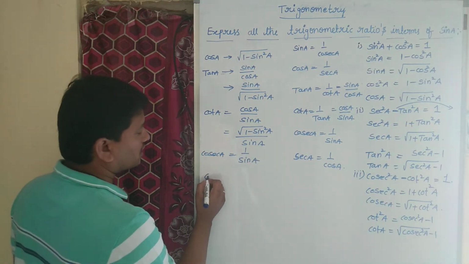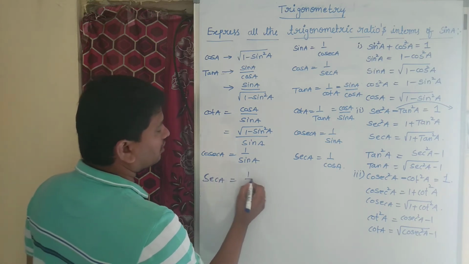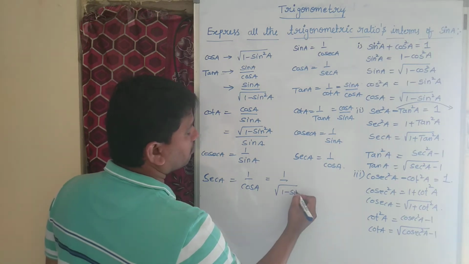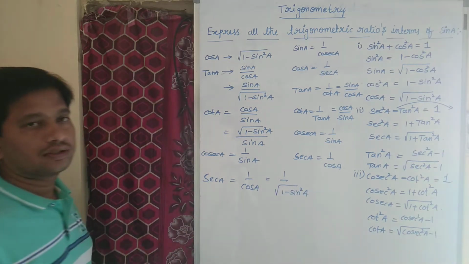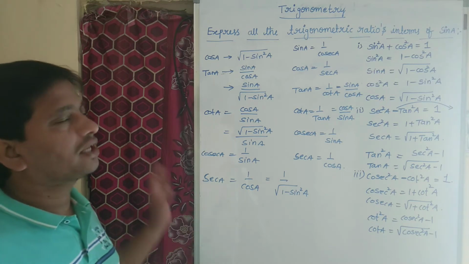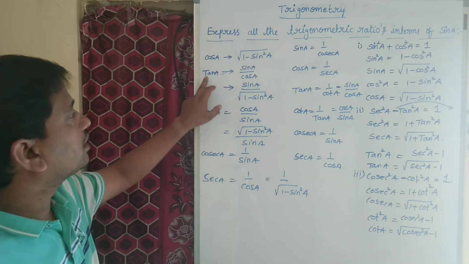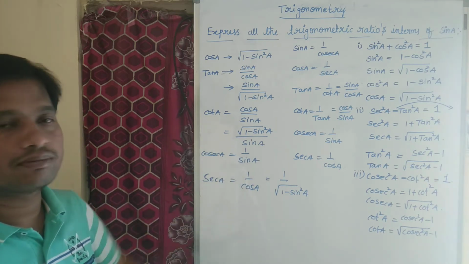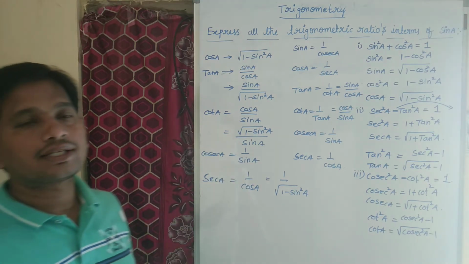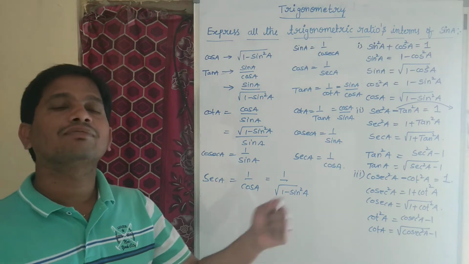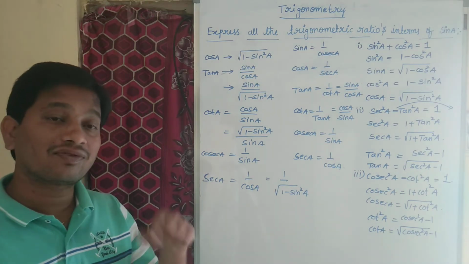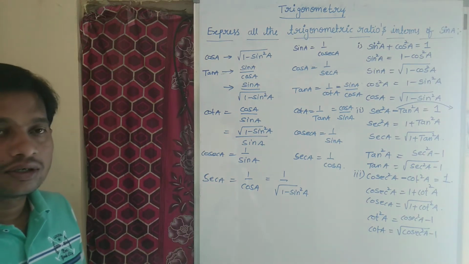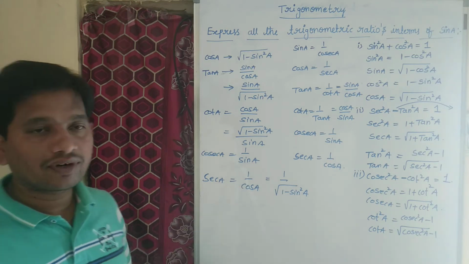Next, sec A. Sec A is nothing but 1 by cos A. 1 by cos A we can write as 1 by root over 1 minus sin square A. See, we expressed all the trigonometric ratios: cos in terms of sin, tan in terms of sin, cot in terms of sin, cosec in terms of sin, sec also in terms of sin. So they'll ask to express tan A in terms of sin A. A 2 marks question they'll ask, or else a 1 mark bit also they are asking nowadays. Clear? How to express one function into another function?